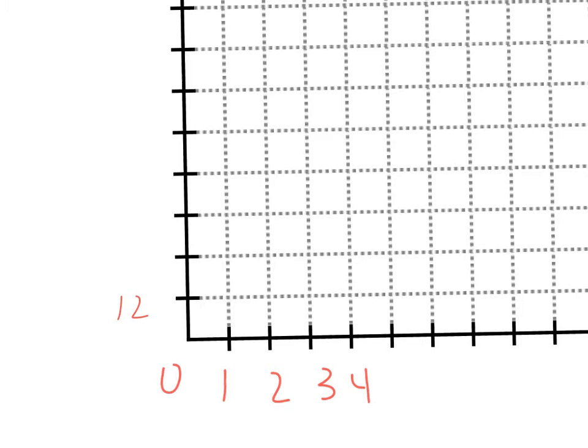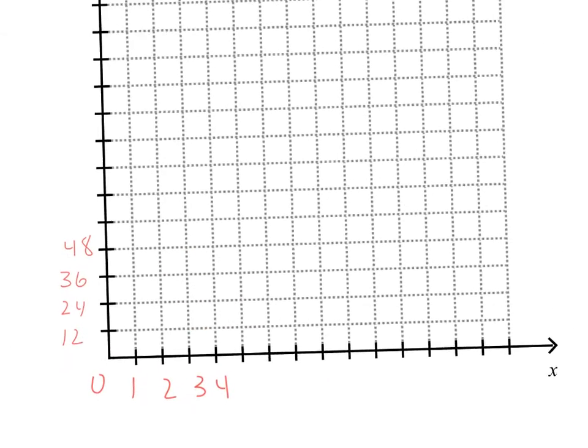So 12, 24, 36, 48. And again, are you going up by the same unit on each level? Up by 12, up by 12, up by 12, up by 12. And I don't care if you wanted to count by 10s and then estimate where it's at. That's fine. But you have to be going the same increment all the way through, and you have to be starting at 0. Okay? All right, now go ahead and plot your points.